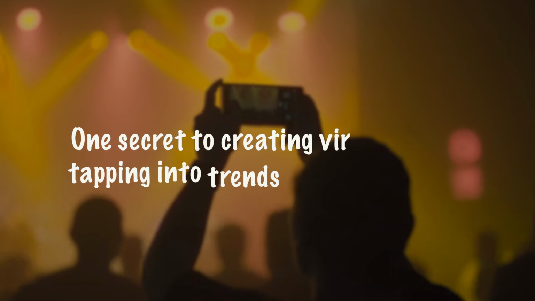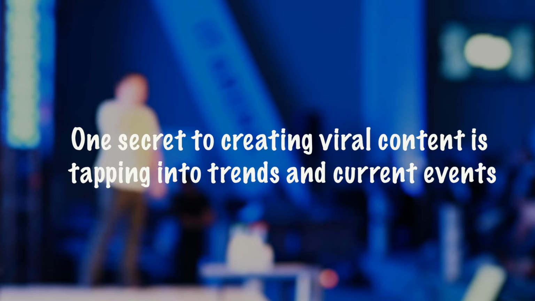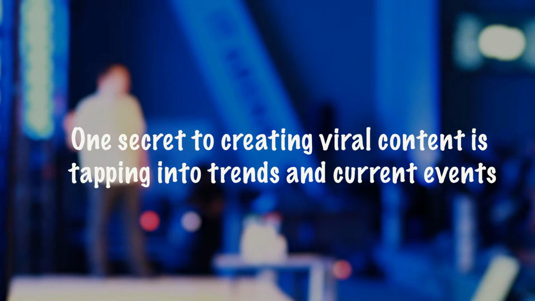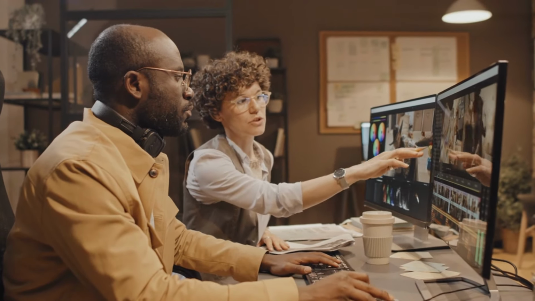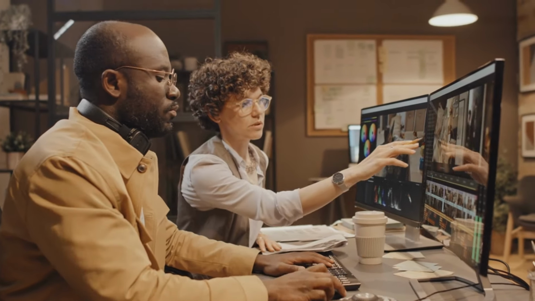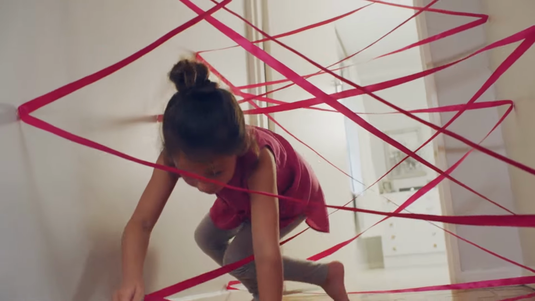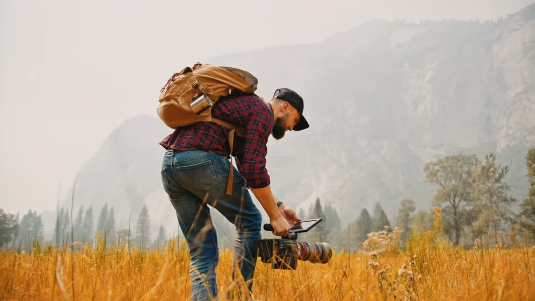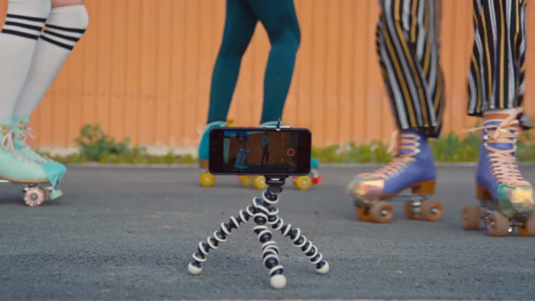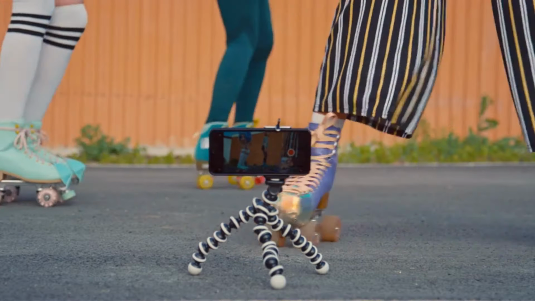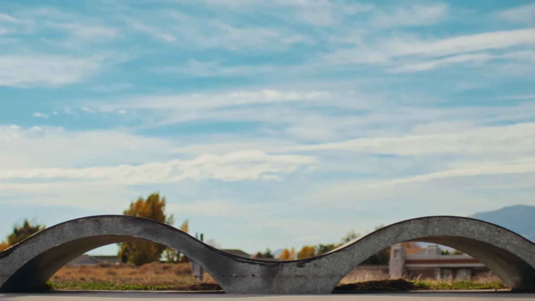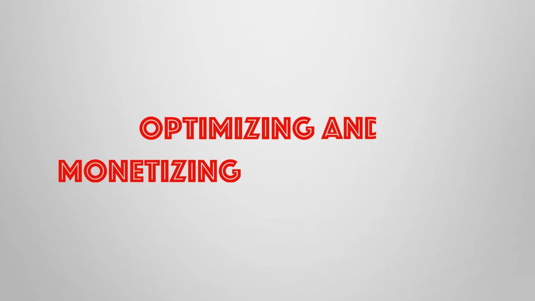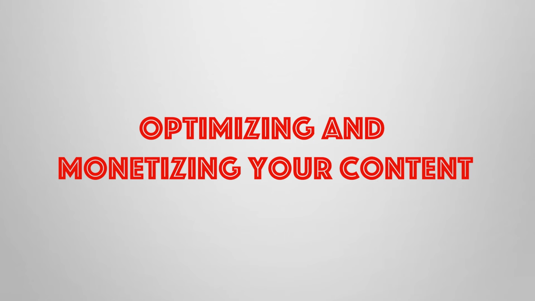One secret to creating viral content is tapping into trends and current events. AI tools help you quickly generate content that's relevant and timely. For example, if there's a trending topic about a particular animal or a viral challenge, you can create a video about that theme. The ability to generate videos rapidly allows you to stay ahead of the curve and capitalize on trends as they unfold.